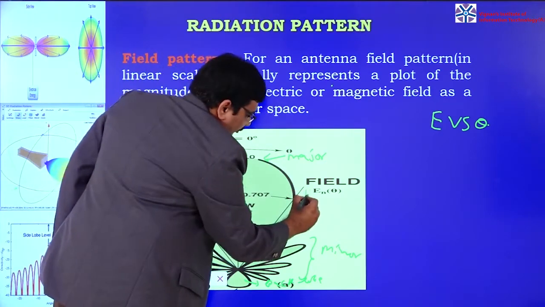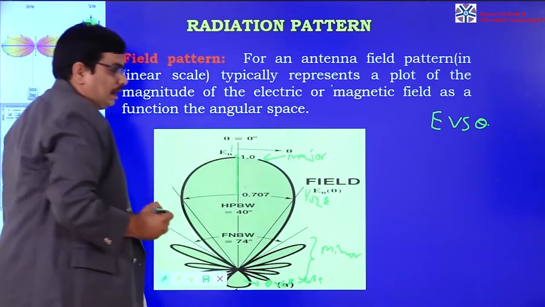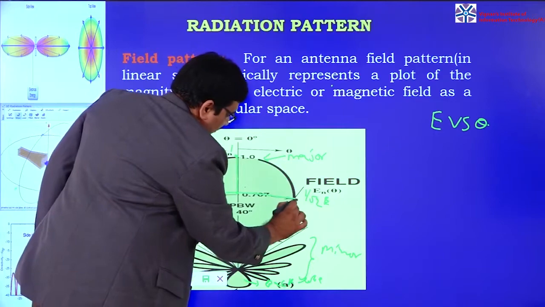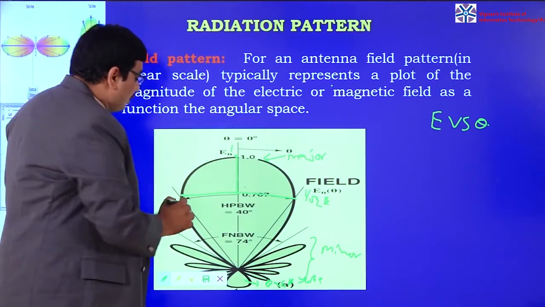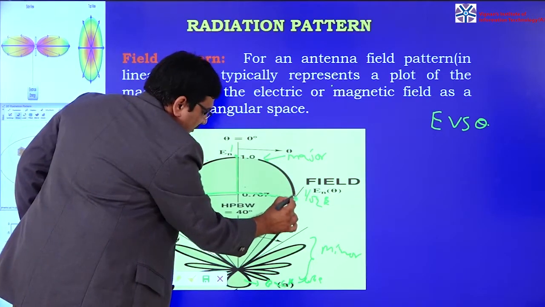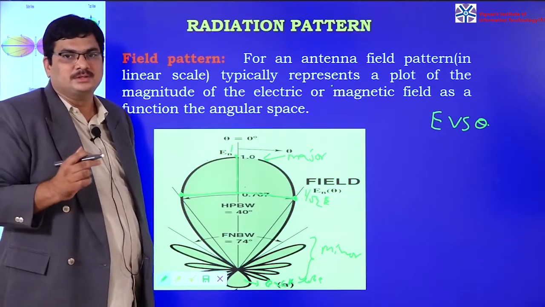by root 2 of your E, it is called half power beam width. Suppose 1 by root 2 means 0.707. At this point, if you draw a line and see the angular difference between these 2 points, the angular difference between these 2 points is called your half power beam width.